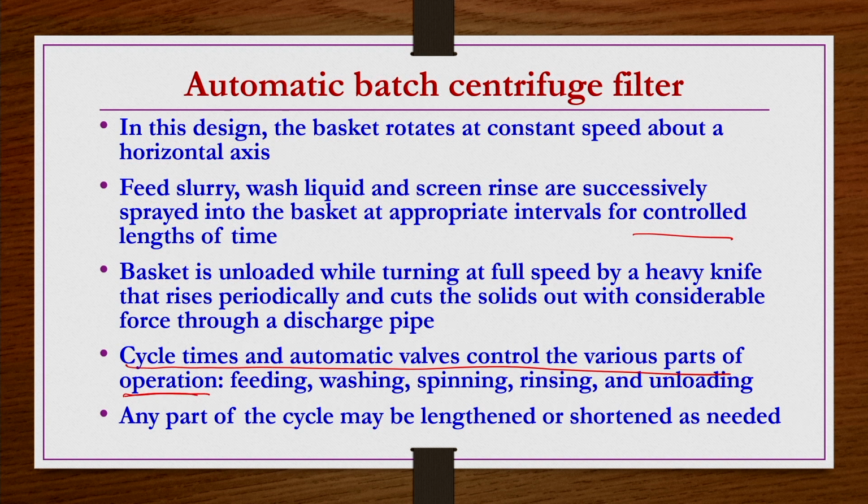So, that is the reason it is known as the automatic batch centrifuge, as opposed to the suspended batch centrifuge. The difference is that in the previous one the rotation was taking place from the top, while now it is taking place along the horizontal axis, and the control cycle time and the operation are controlled automatically. That is the reason it is known as the automatic batch centrifuge filter.